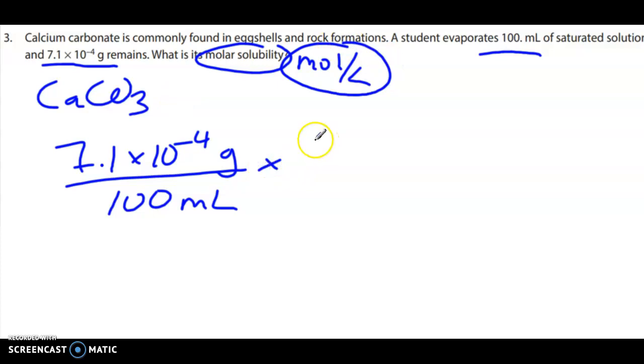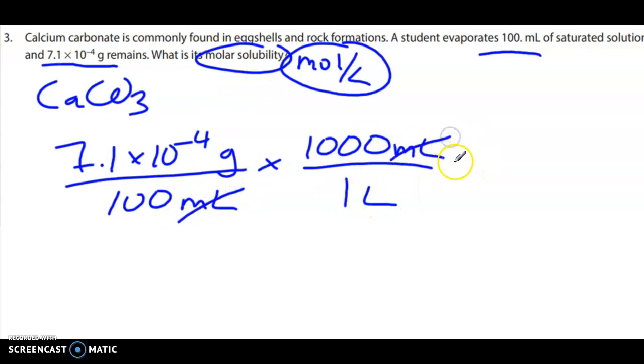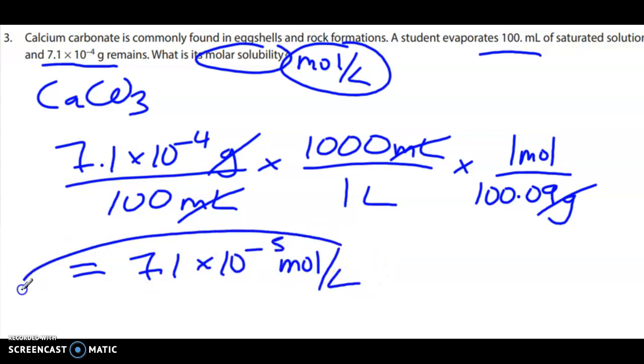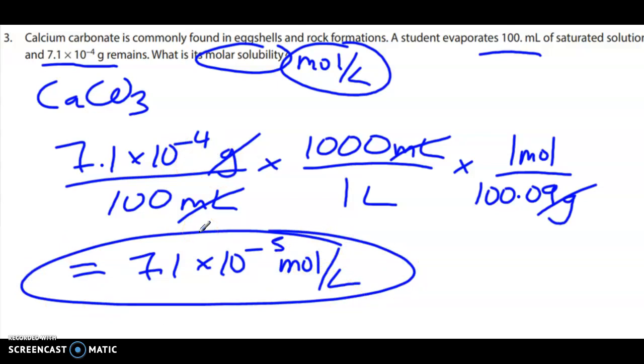So let's get rid of our milliliters first. So for every 1,000 milliliters, we have a liter. And we want to then convert the grams into moles. So for every 1 mole of calcium carbonate, it's 100.09 grams, which will give us units of moles per liter. So we end up here with, for 2 significant digits, 7.1 times 10 to the negative 5 moles per liter. So it's just a reminder of how to use your molar mass and doing different unit conversions.